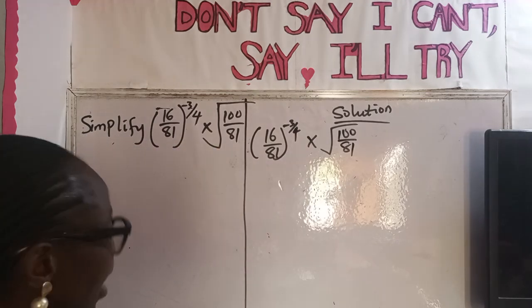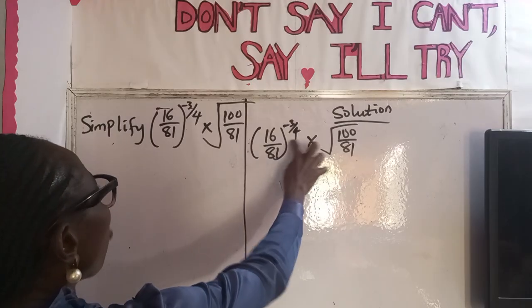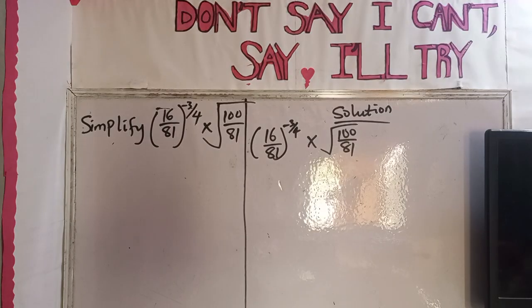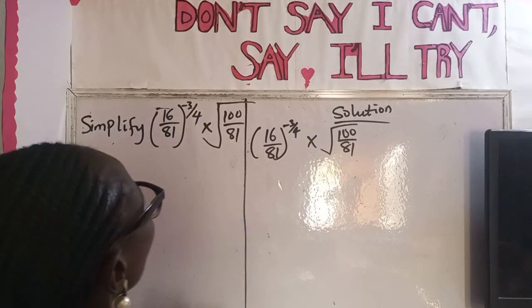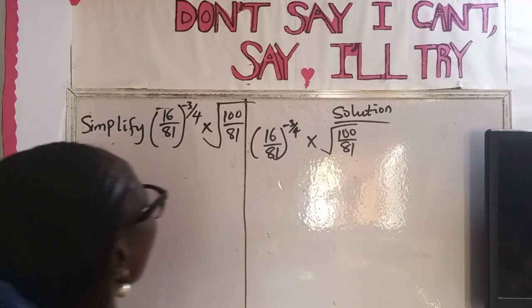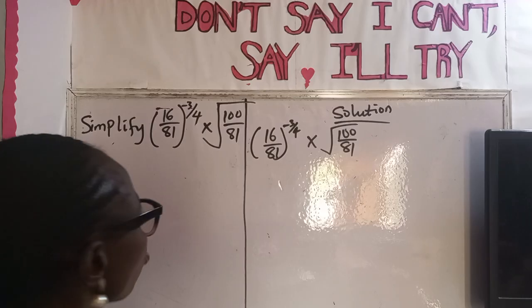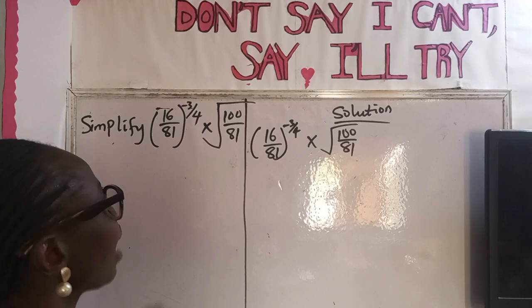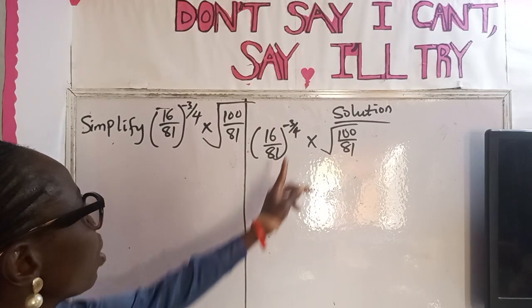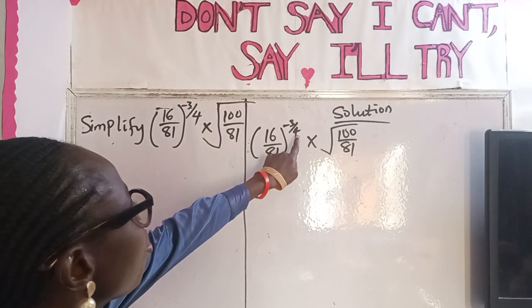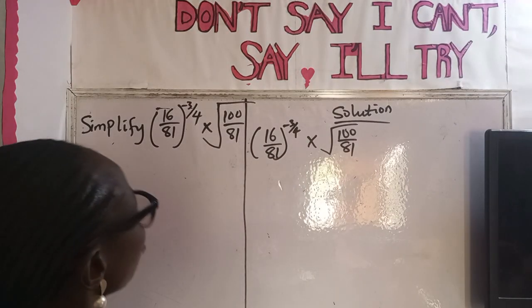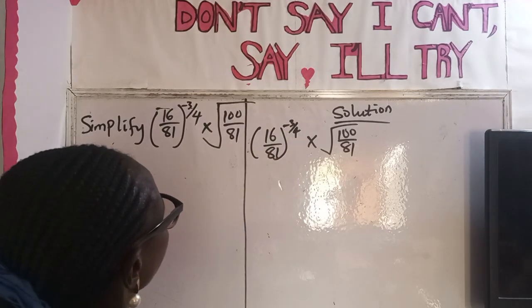Now, as I said earlier, look at this denominator. The denominator is 4, which is the fourth root. Now, we need to look at this number. Which base can I use so that I will be able to raise it to the power of 4 to correspond with this denominator? When we think, we see that we can make use of 2 for this 16.